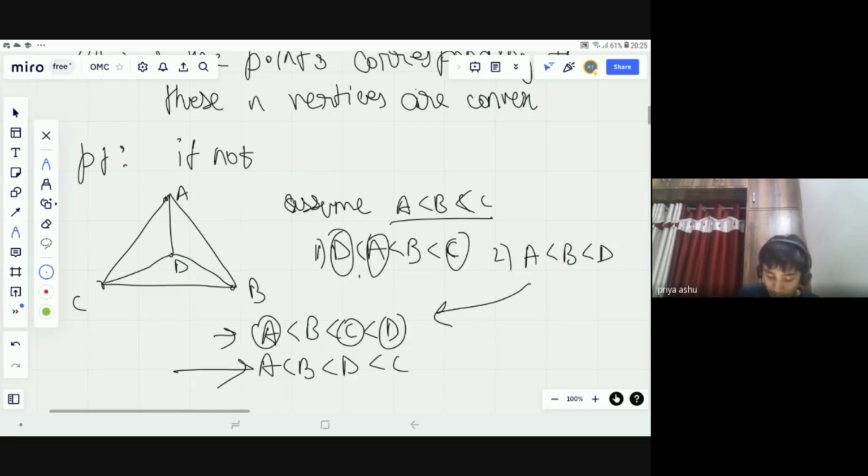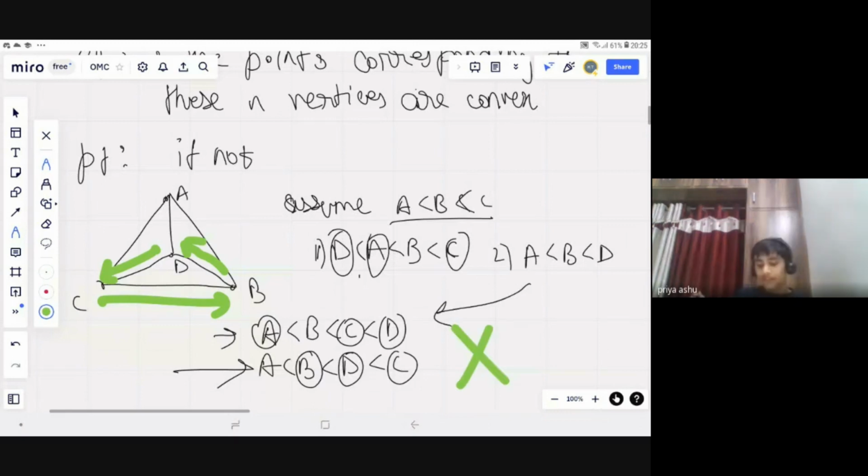But in this case, consider the vertices B, D, and C. The path from B to D, the smallest number to the middle number to the largest number, and the largest number back to the smallest number, is again anticlockwise, which is again a contradiction. So in any case, we have a contradiction, which contradicts our assumption that these points were not convex. And hence these points are convex, which completes our proof.